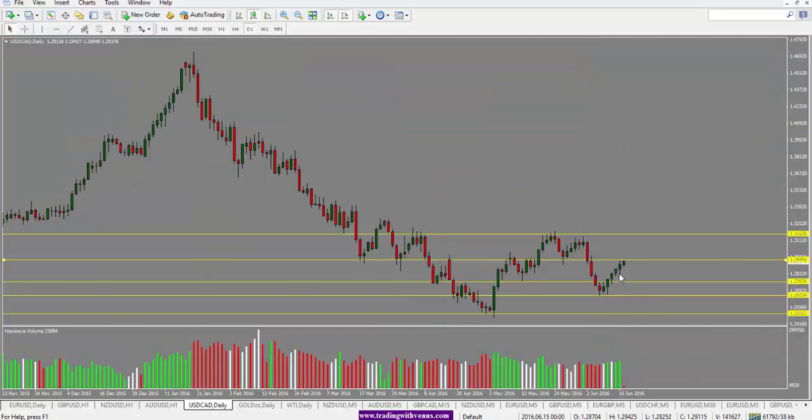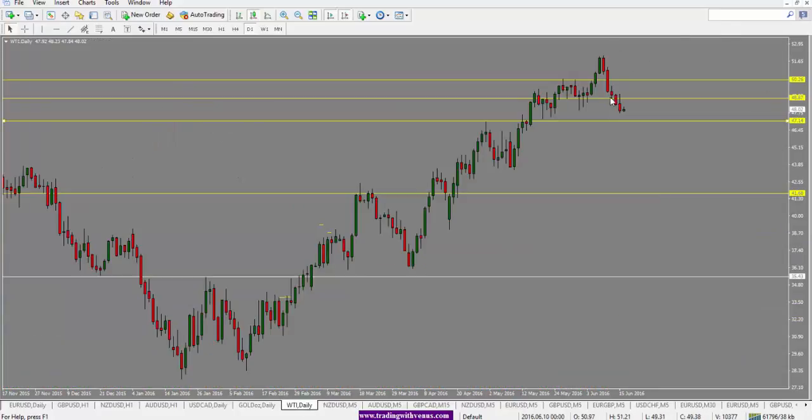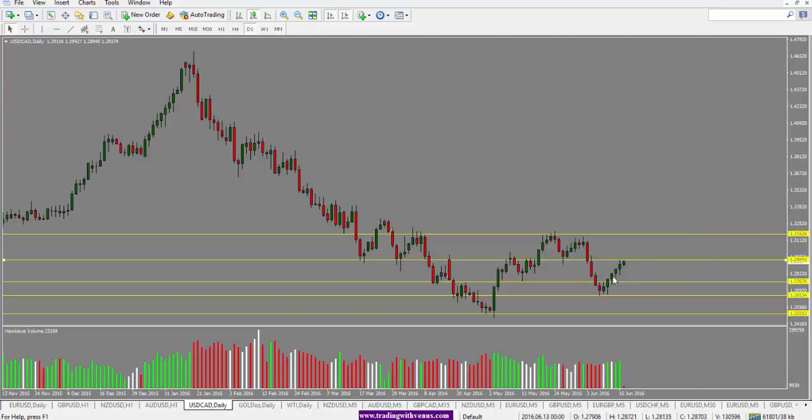Dollar CAD has been pushing up. We have seen oil drop. The last few days oil has been dropping, and as a result of that, dollar CAD has been pushing up. However, the candles haven't been very big. We have seen a steady move to the upside, but nothing substantial in terms of the candles. Based on the candle close, we are bullish and we'll be looking for a move to the upside.